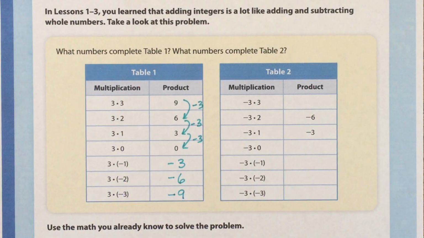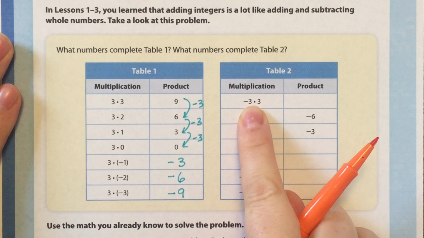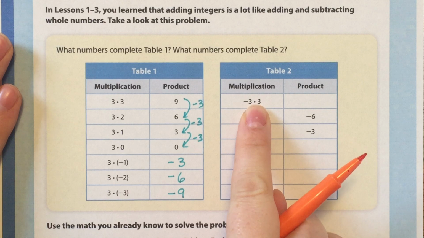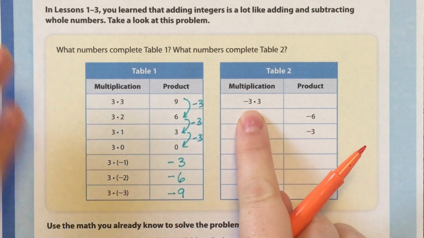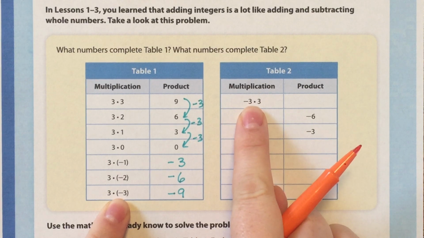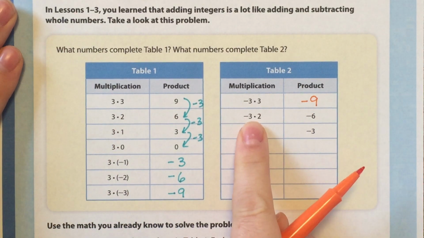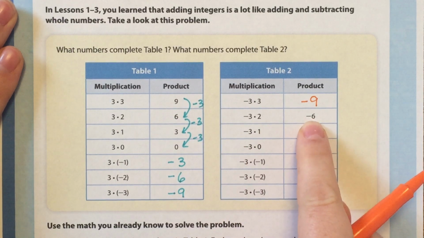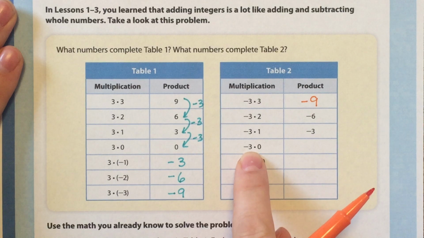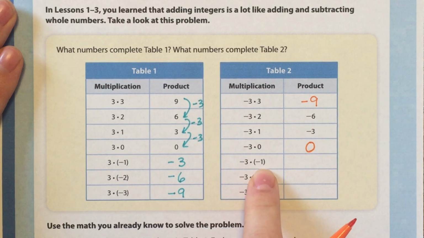In table number 2, we have, again, a little bit of multiplication, and if you want, you can actually match up this little multiplication problem with this one down here. They say the same thing. So 3 times negative 3 is the same as negative 3 times 3, which is negative 9. Negative 3 times 2 is negative 6. Negative 3 times 1 is negative 3. Negative 3 times 0, anything times 0 is 0. Negative 3 times negative 1.